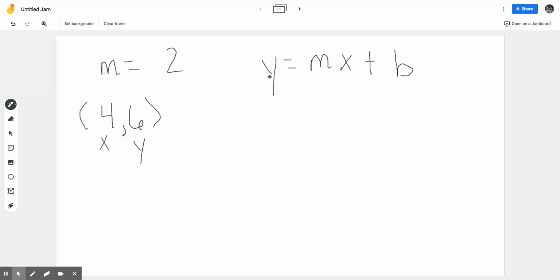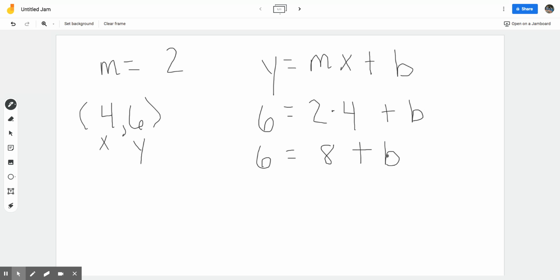I know that my y is 6, so I'm going to replace y with 6. I know that my slope is 2, so I'm going to replace my m with 2. Then mx is multiplying m and x, so we'll say 2 times our value of x, which is 4, and then we write plus b because we still don't know what b is. That's what we're going to solve for. So now we'll complete this section. We have 6 equals 2 times 4, which is 8, plus b.